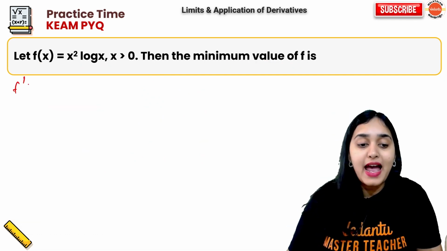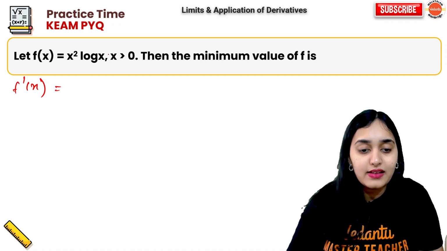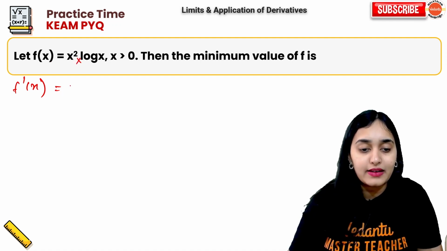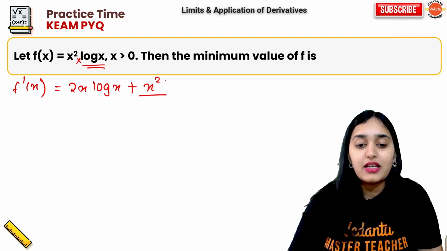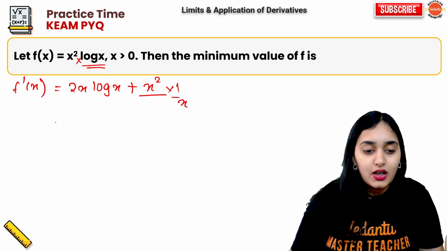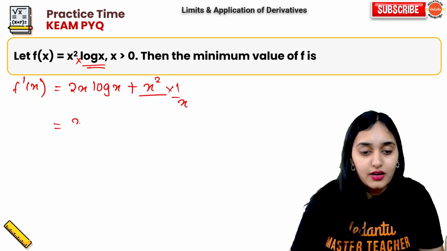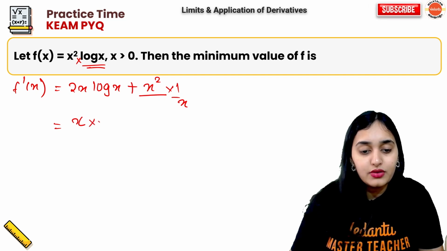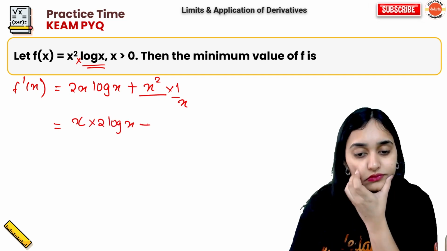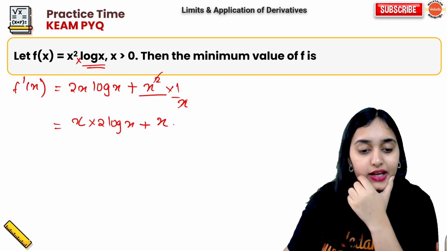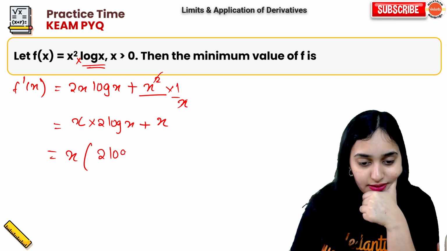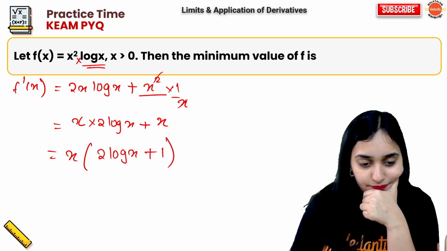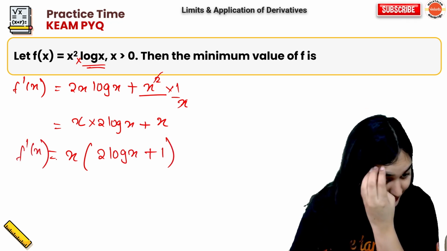What is f dash of x? F dash of x is the differentiation of x square into log x. So 2x into log x plus x square into the differentiation of log x, which is 1 by x. So this is x into 2 log x plus x, cancel x. So x taken out common, 2 log x plus 1. This is f dash of x.